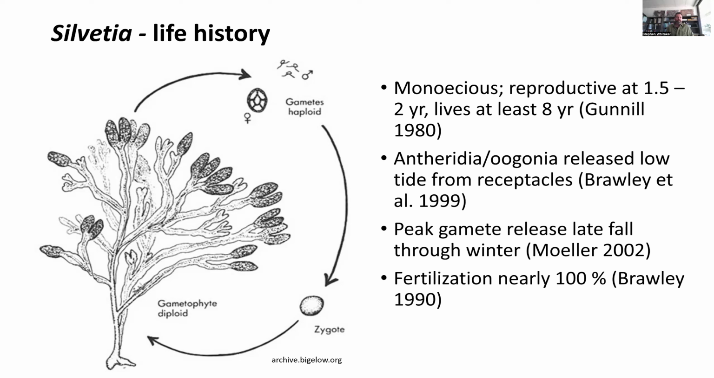It exhibits external fertilization, becomes reproductive around 1.5 to 2 years old, and it can live to about 8 years. So it's a relatively long-lived alga. Eggs and sperm are synchronously released from conceptacles, which are little pores found at the bases or at the tips of the branches that are called receptacles.